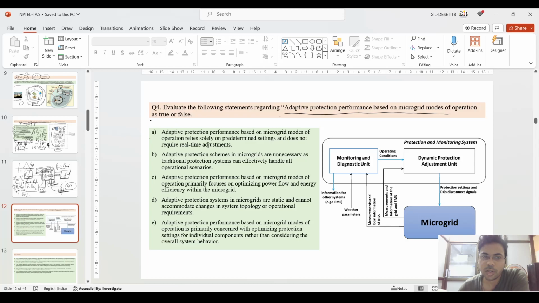Coming to the next slide, related to adaptive protection performance based on microgrid modes of operation, you have to tell me which of these statements are correct. Because this is happening manually, deciding when to disconnect and when to connect to avoid the over voltage situation, certain relays are such that their relay settings can adapt to this protection performance. So from these five statements, tell me which are correct related to adaptive protection performance based on microgrid modes of operation. Please try this question.